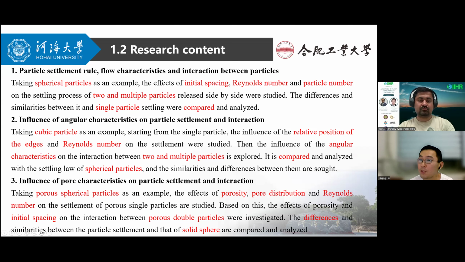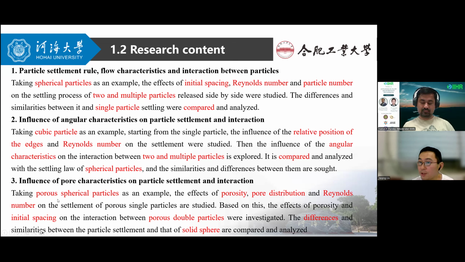Second is influence of angular characteristics on particle settlement and interaction. We take cubic particle as an example. Starting from the single particle, the influence of the position of the edges and the Reynolds numbers on settlement was studied. Then the influence of the angular characteristics on interaction between two and multiple particles is explored. It is compared and analyzed with the settling rule of spherical particles, and the similarity and difference between them are sorted.